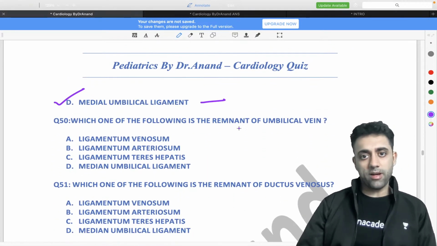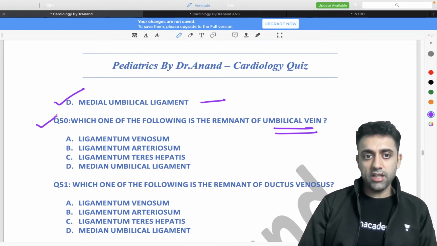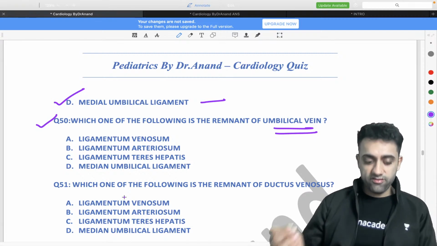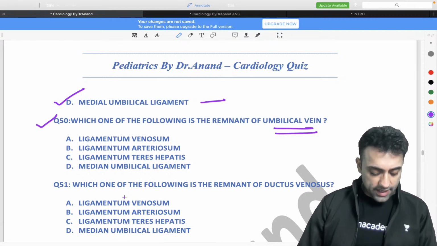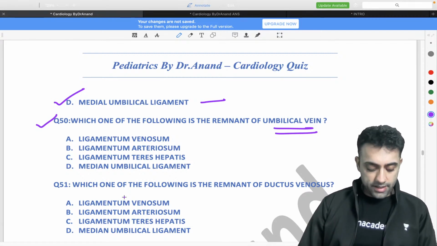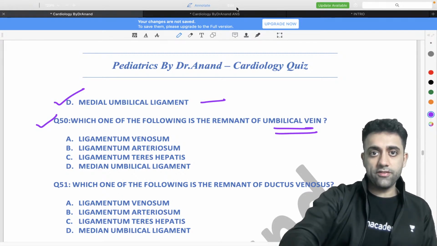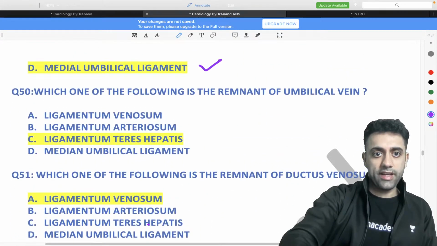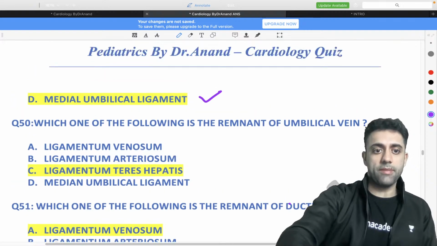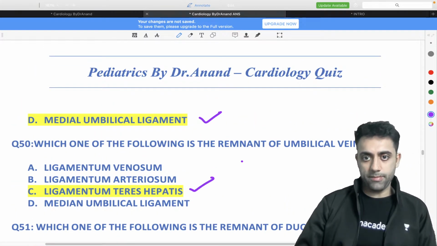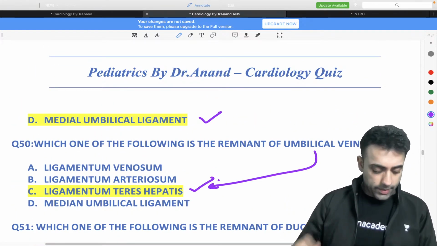Okay, which is the remnant of umbilical vein? Question number 50. Which is the remnant of umbilical vein? Any idea? The remnant of umbilical vein is nothing but ligamentum teres hepatis. Okay, are you understanding?